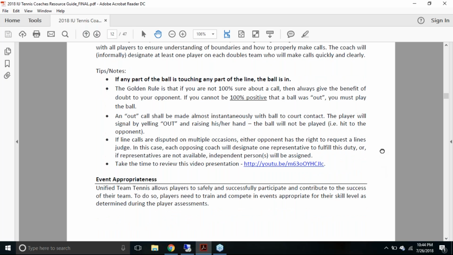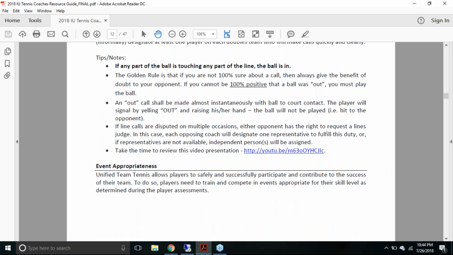An out call shall be made almost instantaneously with ball to court contact. The player will signal by yelling out and raising his or her hand. The ball will not be played.